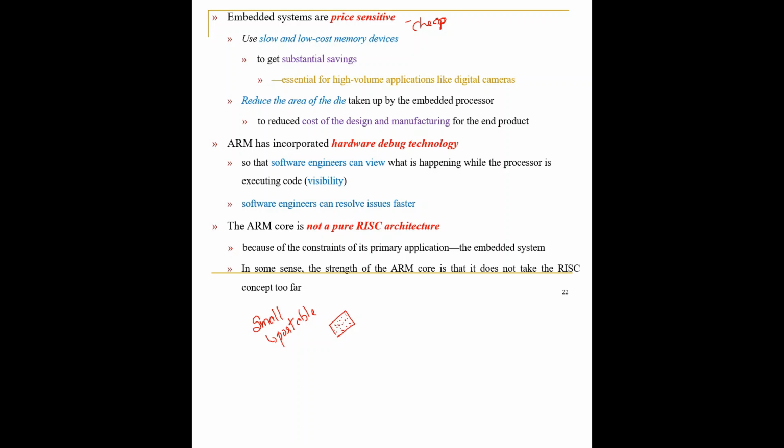Moving on, the further feature we can observe in the ARM design or ARM embedded system is, normally the embedded system which has an ARM processor will have hardware debug technology. This technology is very specific and will be found only in the ARM processor. Now what is this hardware debug technology? Hardware debug technology is a technology which will let the engineer or the designer see what is happening while the processor is executing the code.